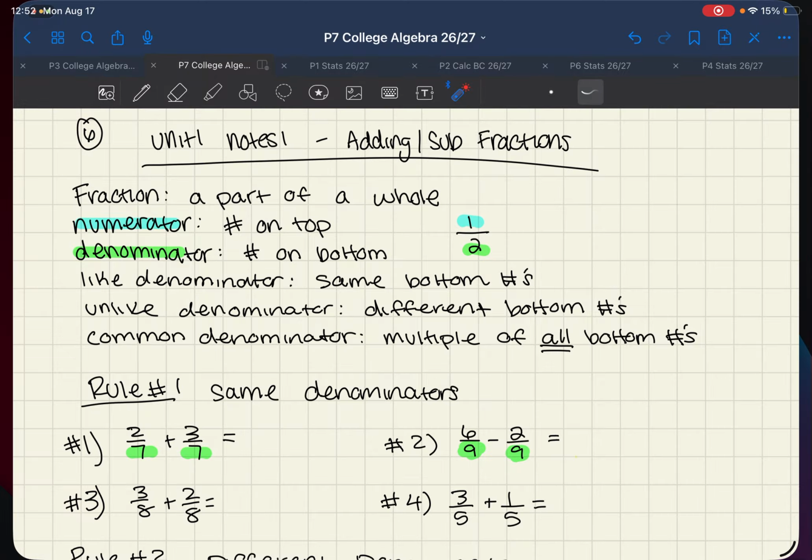The numerator is the number on the top. So in my example of 1/2, the numerator is 1. The denominator is the number on the bottom. So in my example of 1/2, that's a 2. Like denominator means it has the same bottom numbers. Unlike denominator means we have different bottom numbers. And a common denominator is when we find a multiple of all bottom numbers. So let's say we have 2 or 3 fractions. We'd have to find the common denominator between all 2 or 3 of those fractions.